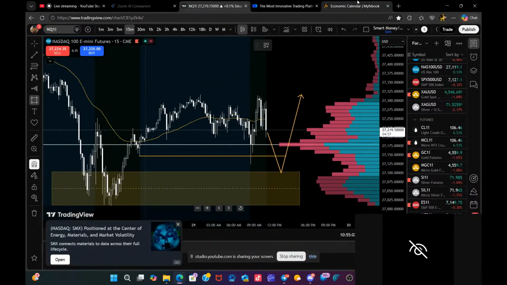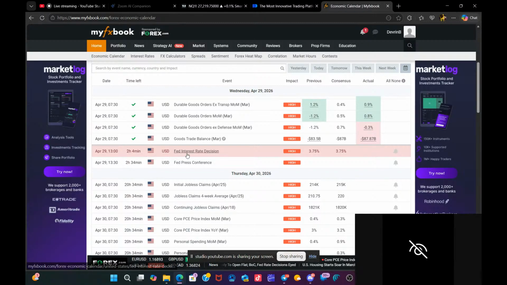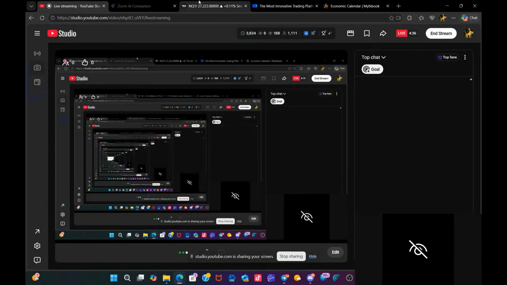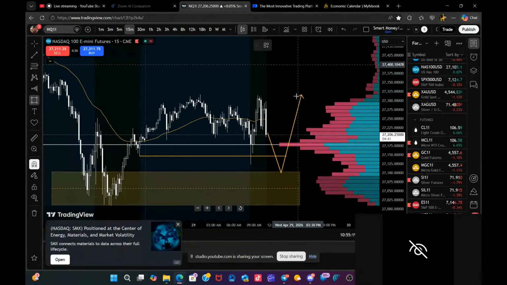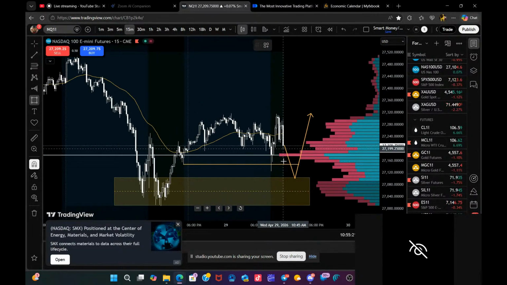Now, today we do have interest rates in 2 hours. So it's a possibility, if this tends to stick around, that this could drop down, tap into here, sweep this low, sweep this liquidity here, and then boom, go on up. So right now it's just a wait and see with NQ. NQ is just a wait and see.